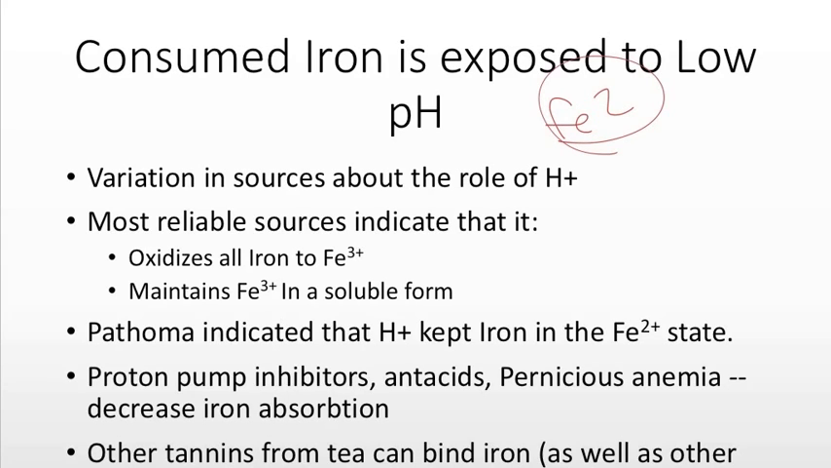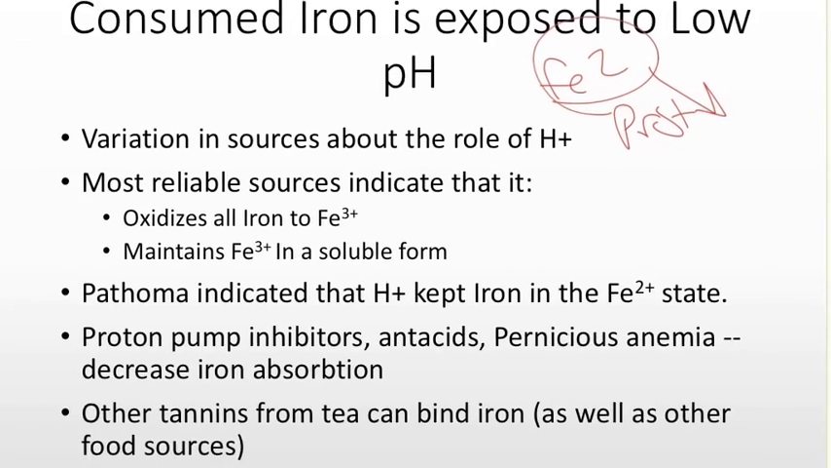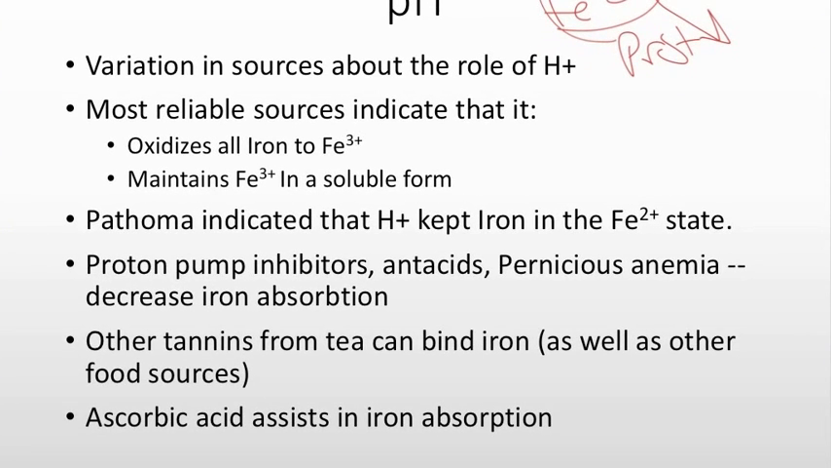We're left with a paradox because we know that only Fe2+ goes into the cells, and we know that whenever you take things like proton pump inhibitors or antacids, it reduces iron uptake. The answer to that is probably that the low pH allows the iron to be maintained soluble. It removes it away from proteins that would bind it up, and it also prevents it from condensing down and nucleating.